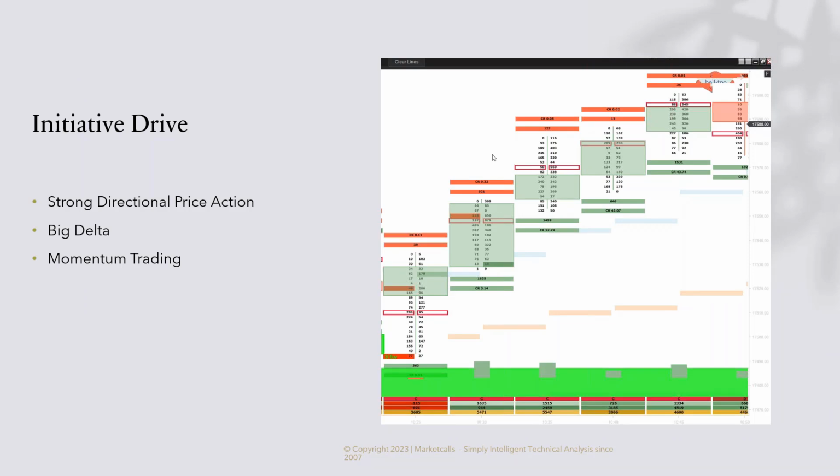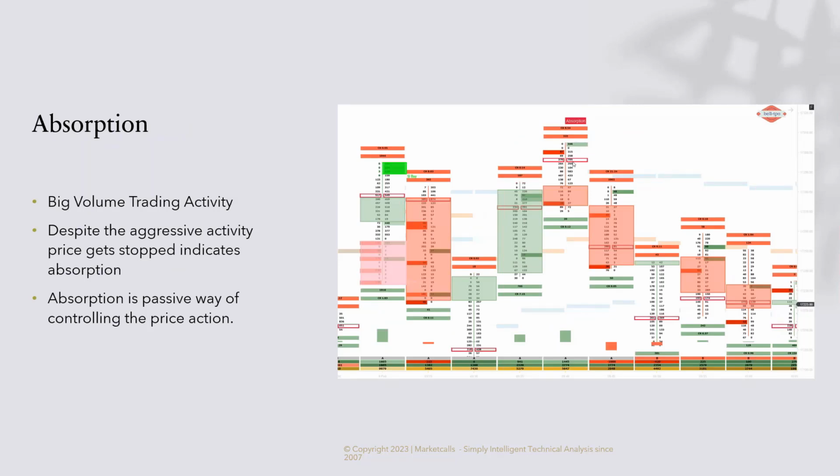Now talking about absorption. Absorption also happens with big volume activity, but despite the aggressive activity, the market will fail to continue in the same direction. Big volume will be showing up, but then the market will start falling from there. Or big down volume will be there, but still the market will start reversing from there. So usually trend reversals are very common near the absorption pattern.